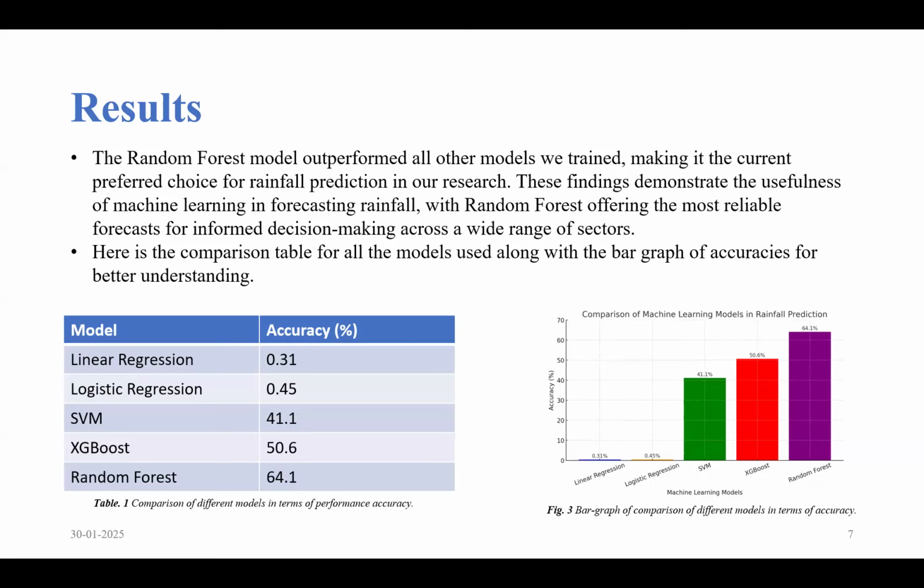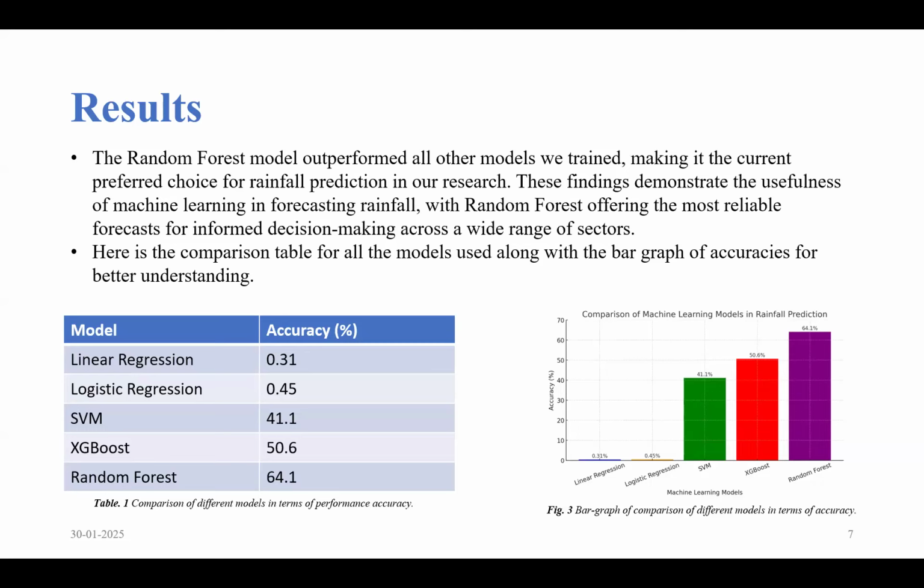After that, talking about SVM, it gets 41.1% accuracy, which is a moderate performance. It is good at classification tasks, but less effective for continuous predictions like rainfall. It performs well with small datasets, but struggles with large and noisy data. And we know that weather data is very complex and large.